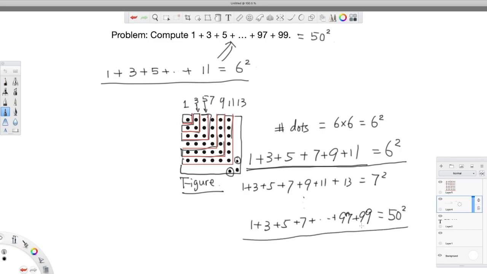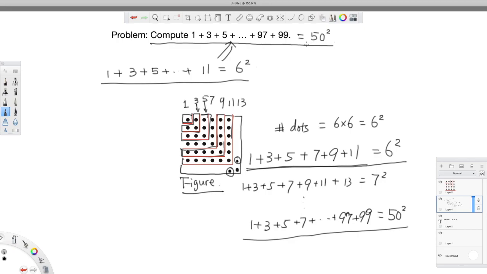So this technique, well, if you can call this a technique, is kind of proof without words, just proof by pictures. And I like this a lot. So this is the end of this video about how you compute 1 plus 3 plus 5 plus all the way to 97, 99. That's going to equal a square number, a perfect square number.